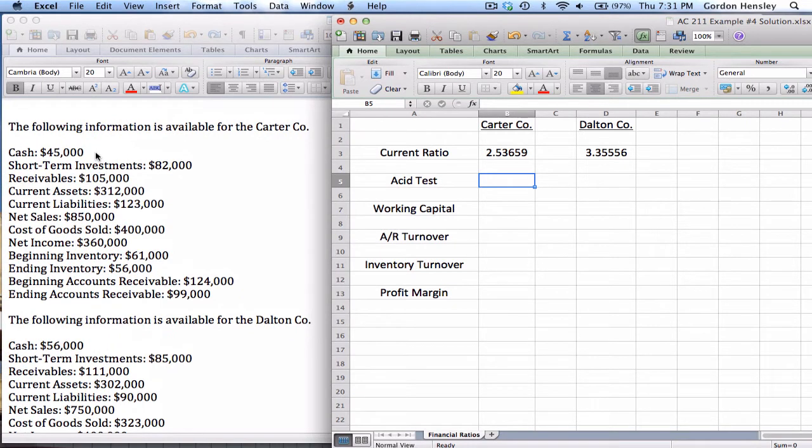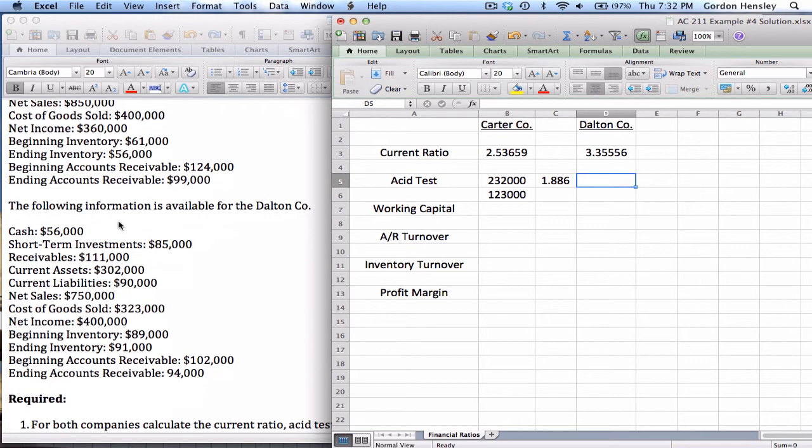So for the Carter Company, we've got the cash, $45,000. We will add to that the short-term investments, $82,000. We will add to that the receivables, $105,000. So altogether that gives us $232,000. The current liabilities are $123,000. So those assets divided by the current liabilities gives us about 1.886, or about 1.89.